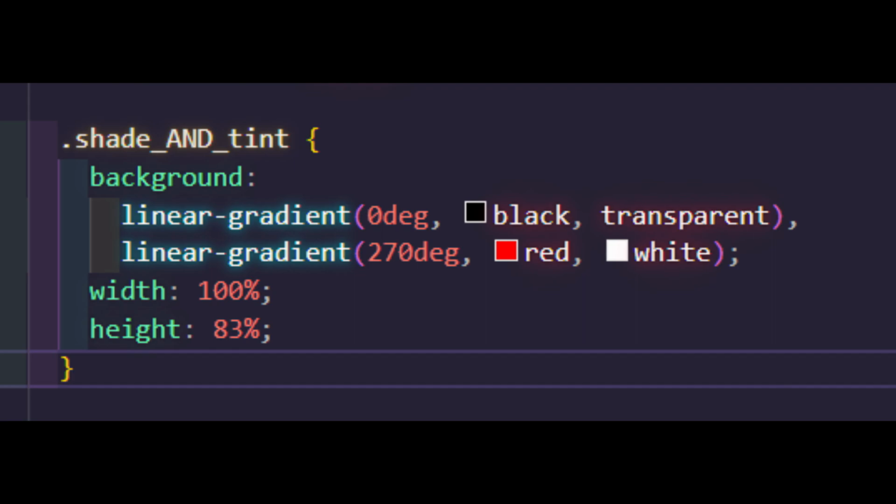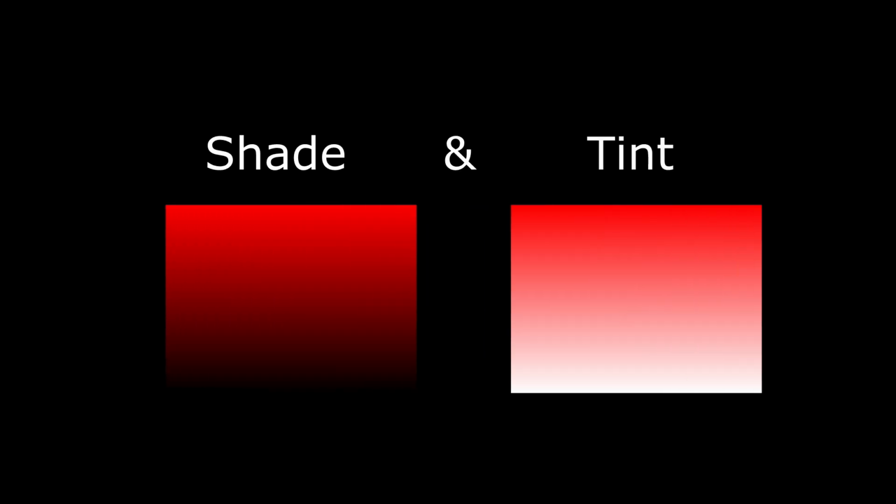The final component is the chroma. At the time I didn't know this term, so I just called it the shade and tint component because of how the gradient is made. You see, it's comprised of 2 linear gradients. One goes from black to transparent and the other goes from red to white. The first one is like the shading since it's adding black to the hue, and the other one is like the tint since it's adding white, hence the name of the component.